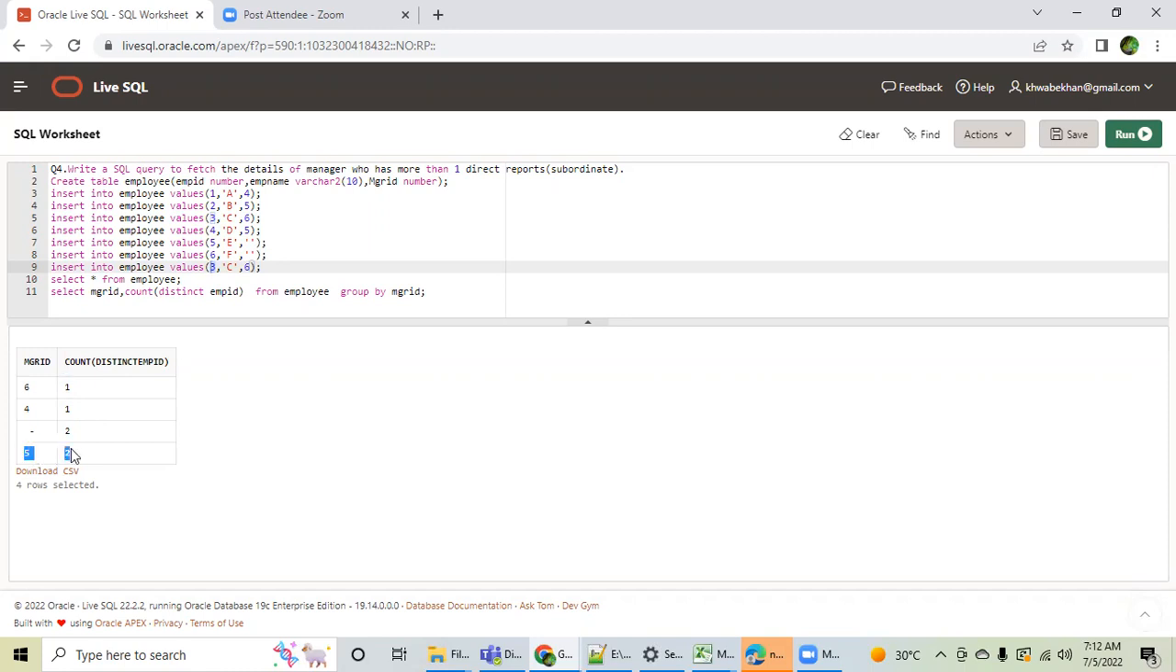For 5, why is it 2? Because for 5, here the employee ID is 4, and here the employee ID is 2. 2 and 4 are different, distinct. That is why the output is 2. So you should use count of distinct employee ID and then give this filter condition, having count of distinct employee ID. What will be the condition here? Greater than 1.